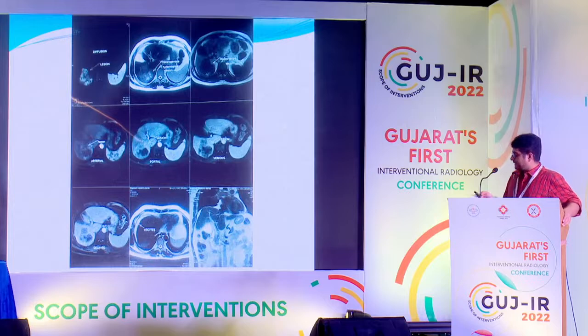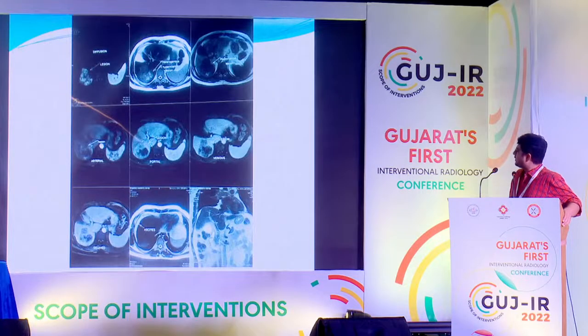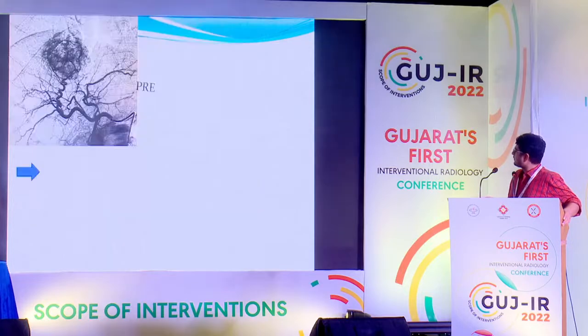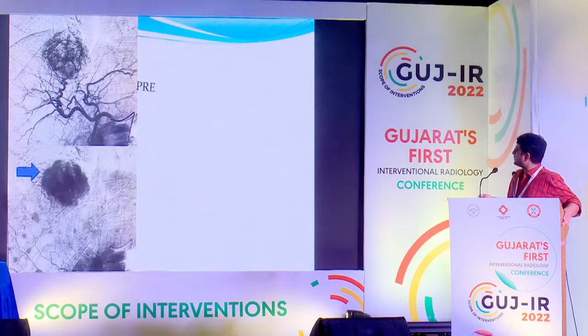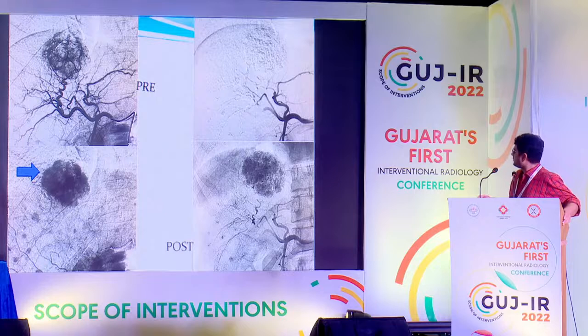Another case, we can see the arterial enhancing lesion in the right lobe of the liver, segments 7 and 6. This is pre-TACE. On liver angiography, hypervascular blush of tumors is seen, and there are multiple lesions. You can see in the below image. And this is post. This is good deposition of lipiodol in the tumor.